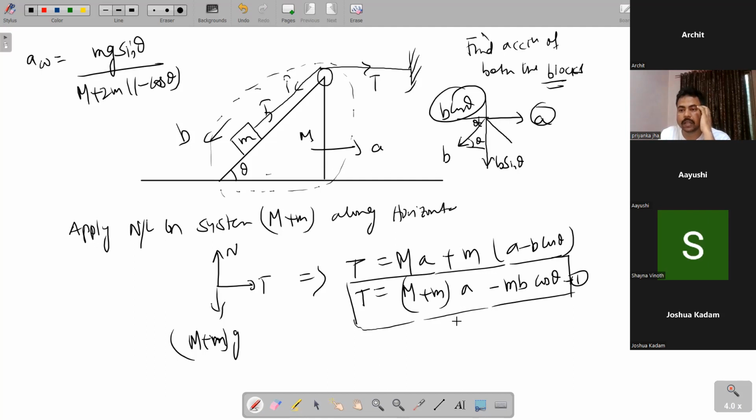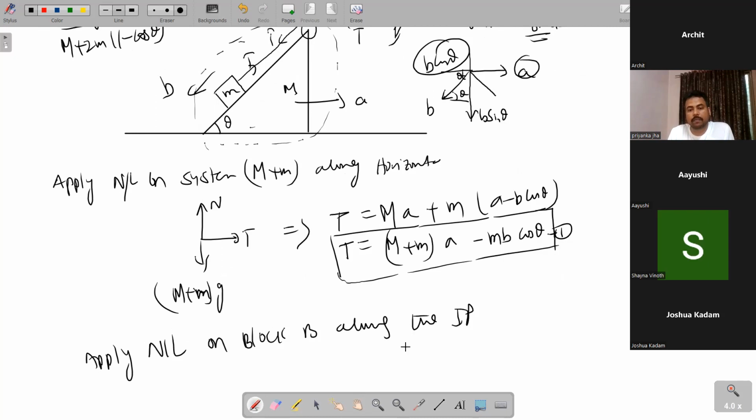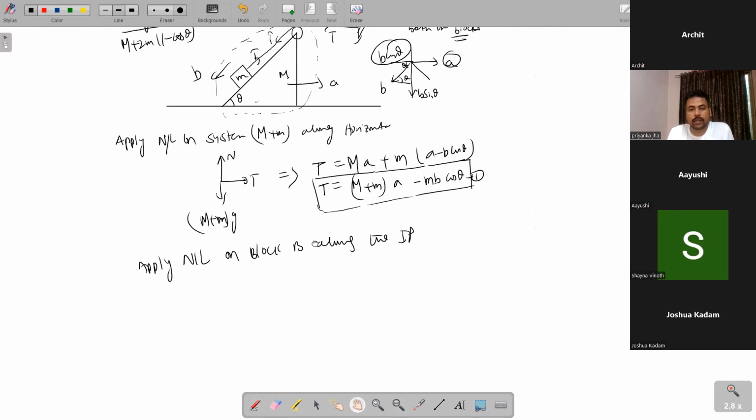Now, second thing would be I'll apply Newton's law of motion on this block along the inclined plane. Just remember these two things. Apply Newton's law of motion on block B along the inclined plane. Students, just draw the FBD of B.